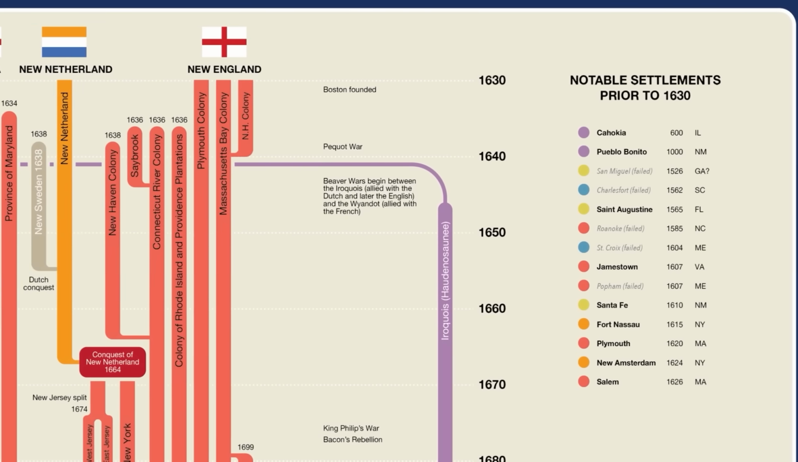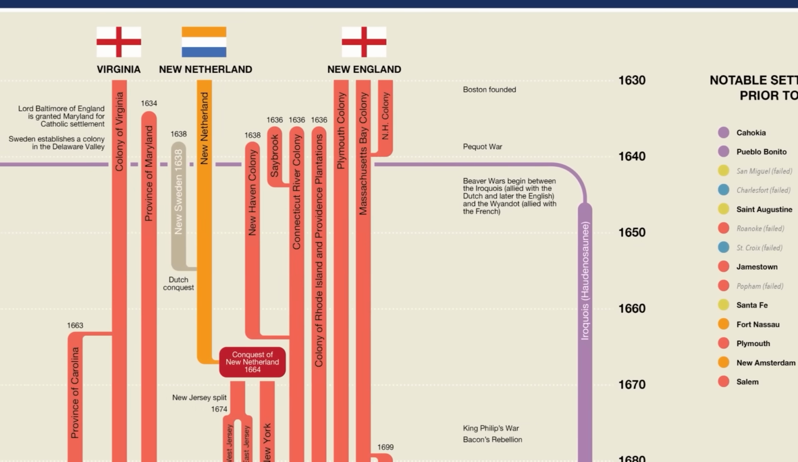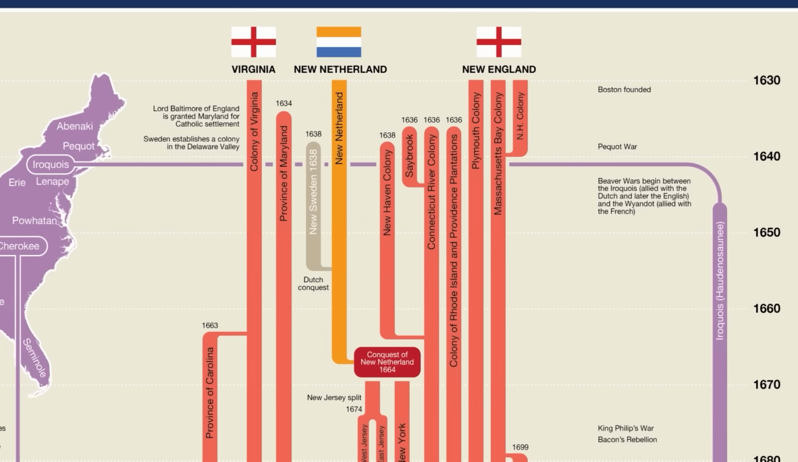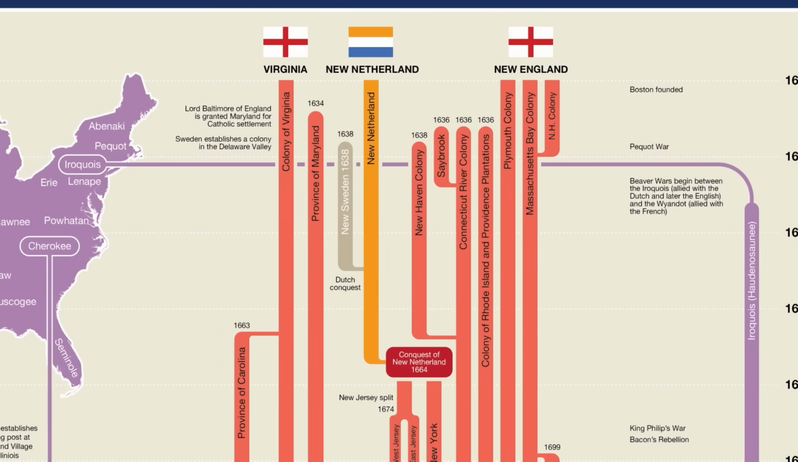Okay, let's now move over to the timeline and look at how things continue to evolve along the Atlantic coast. Take note that from the very beginning, the English colonies in the South, starting with Virginia, were very much separate from New England. In between them was New Netherland, and for a brief period, New Sweden, in what is today Delaware. But that was fairly quickly conquered by the Dutch.